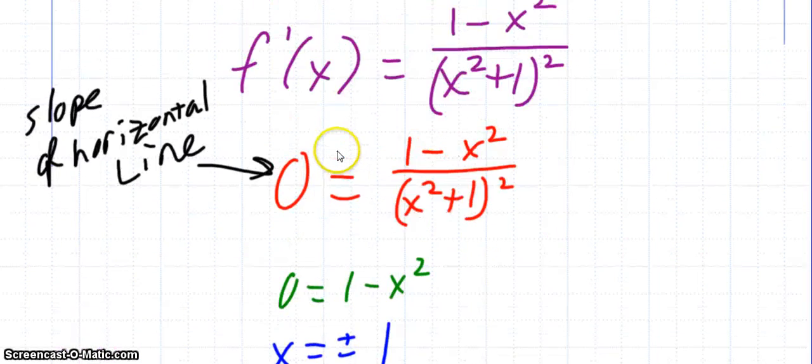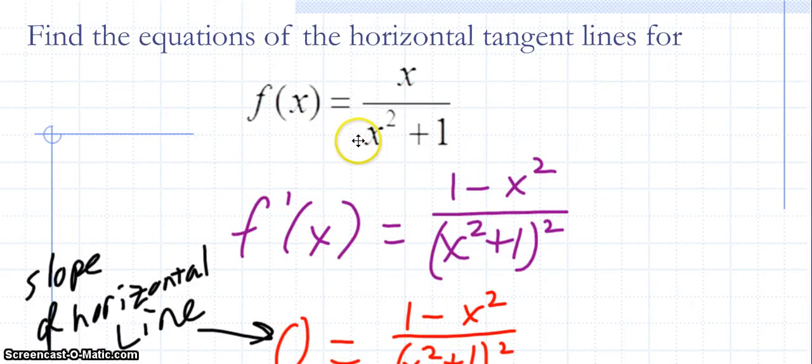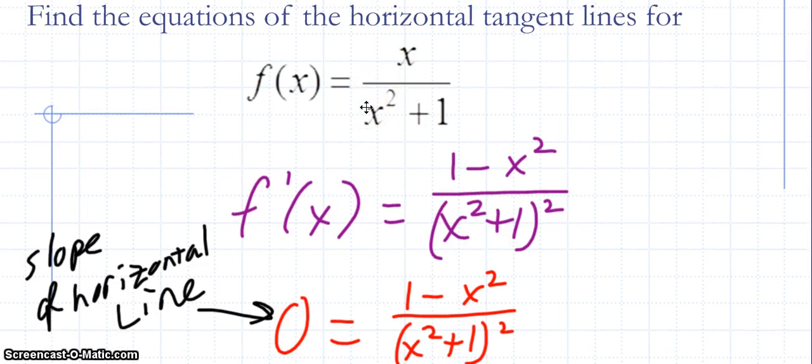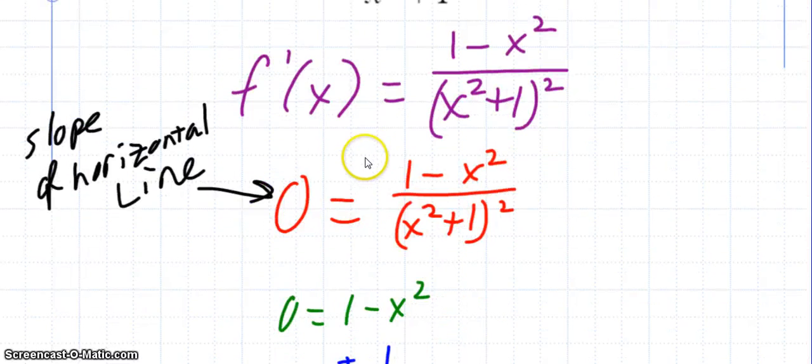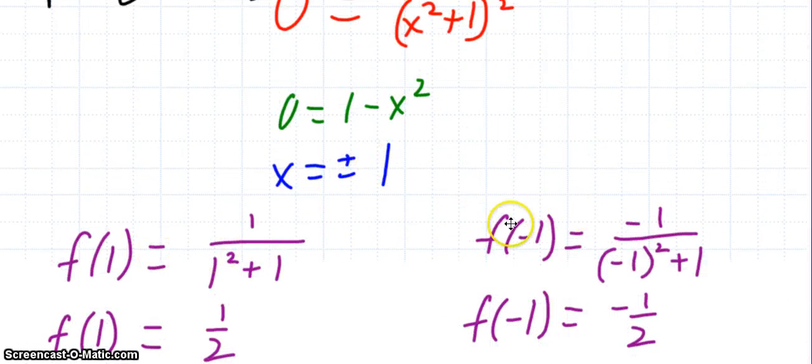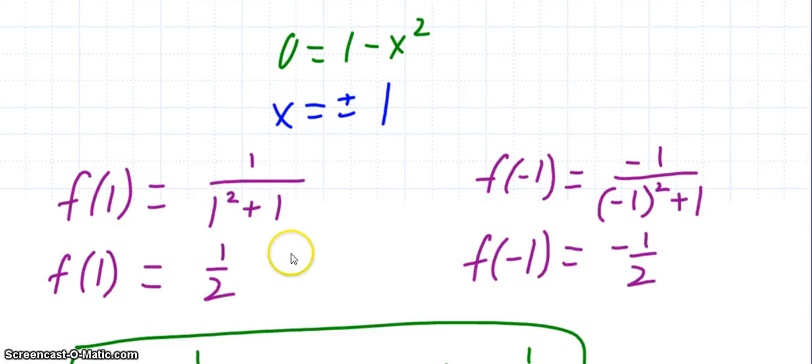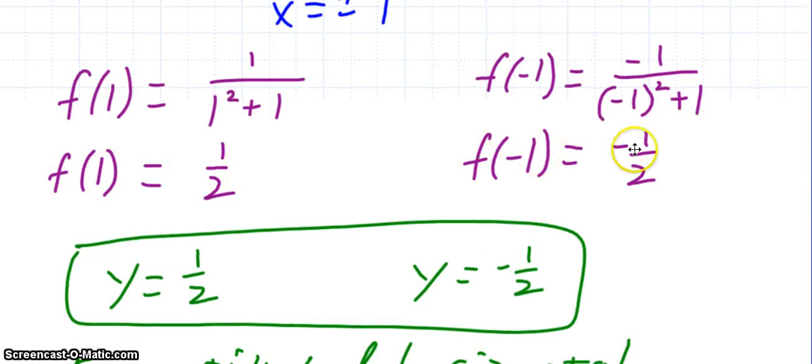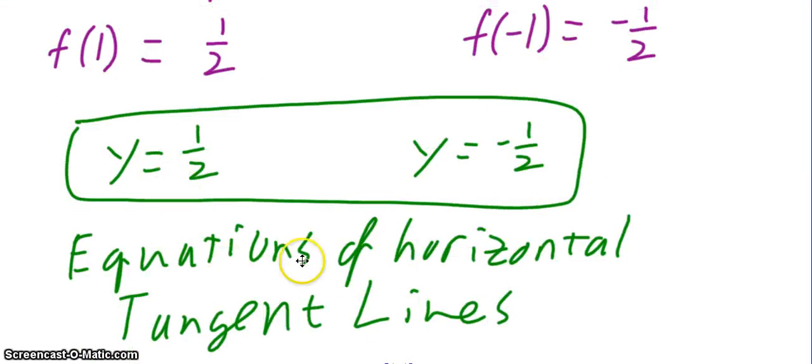So those are the x values where the function will have horizontal tangent lines, but I need to find the y values because the equation of a horizontal line is the y value. Also, just in general, remember when we need to find the equation of a line, we need a point and the slope. We already know the slope is 0. Now we found the x value of the point, so we plug those back into the original function to find the y values. So I get f of 1 is 1/2, f of negative 1 is negative 1/2. Therefore, my equations of my horizontal tangent lines are y equals 1/2 and y equals negative 1/2, because the equation of horizontal lines is y equals a number.